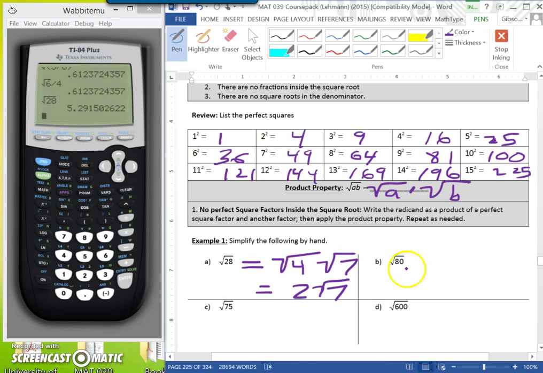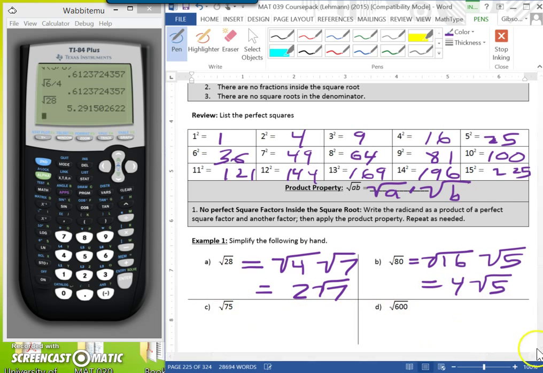Now we come here to B. We have the square root of 80. Now the highest perfect square in 80 is 16. So we would take the square root of 16 times the square root of 5. The square root of 16 we know is 4, and we'll bring down our square root of 5. So this would be 4 times the square root of 5.